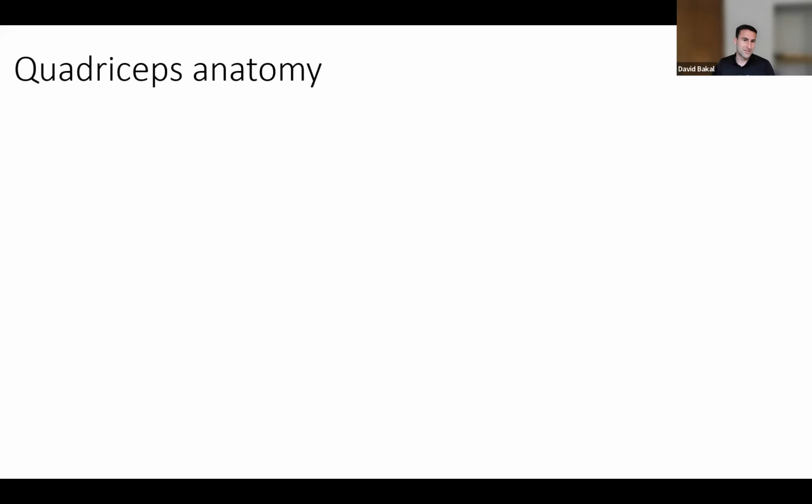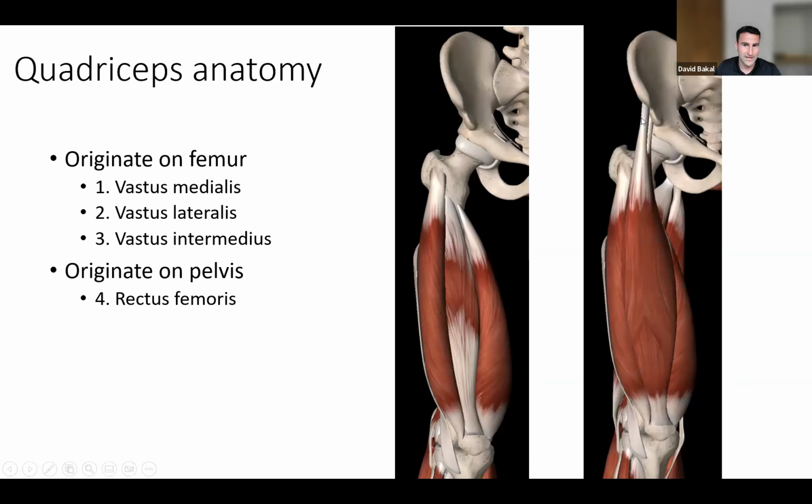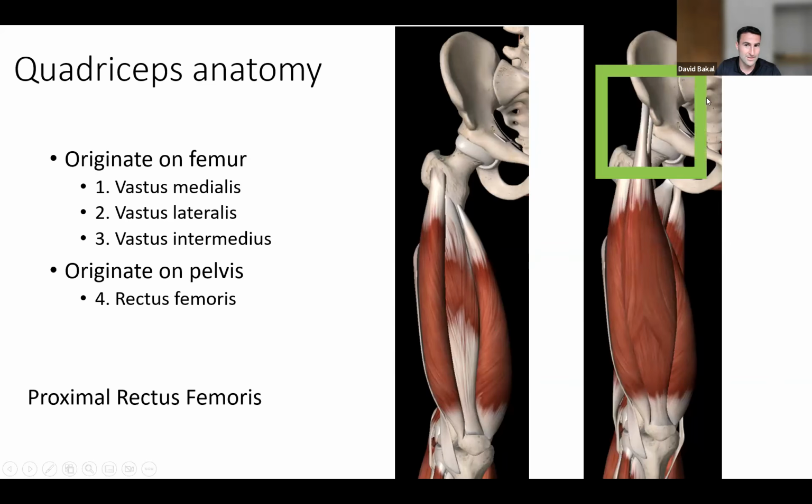So to start off, just so everyone's on the same page, let's talk about the quadriceps. There are 4 quadricep muscles. 3 of them start off on the femur. So you've got the vastus medialis, the vastus lateralis, and the vastus intermedius. The only one that originates on the pelvis is the rectus femoris. And in this talk today, we're just going to be focusing on the proximal rectus femoris. So this portion right here.